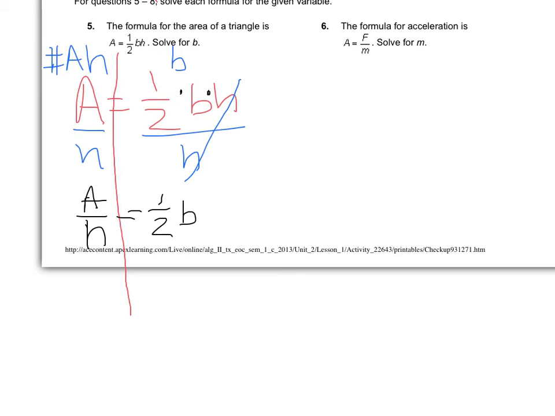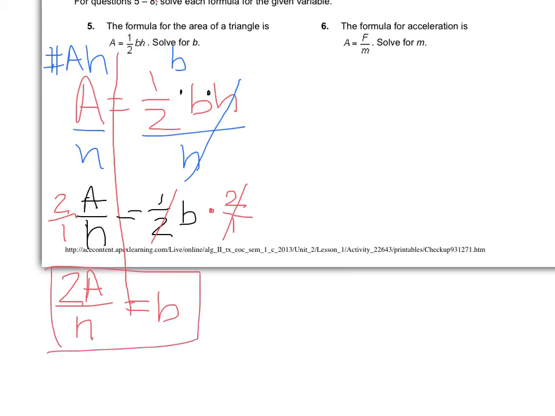But there's actually a little bit of a trick to that, because we don't like fractions to begin with. So instead of dividing by 1/2, I can actually multiply by the reciprocal, which means I can multiply by 2 over 1. And by doing that, it cancels out my fraction. And the rule in math says I can do whatever I want as long as I do it to both sides. So if I multiply both sides by 2 over 1, I end up with 2 times the area divided by the height equals the base. And this would be my formula solved for b.